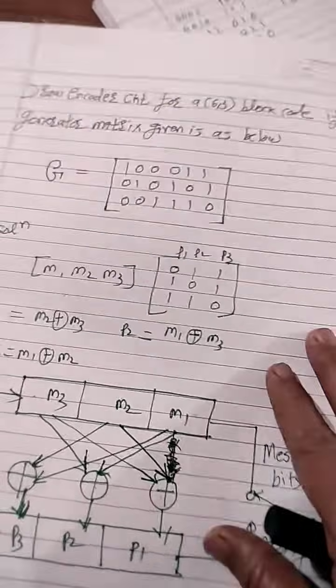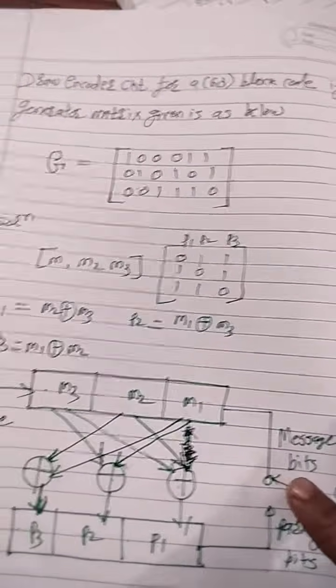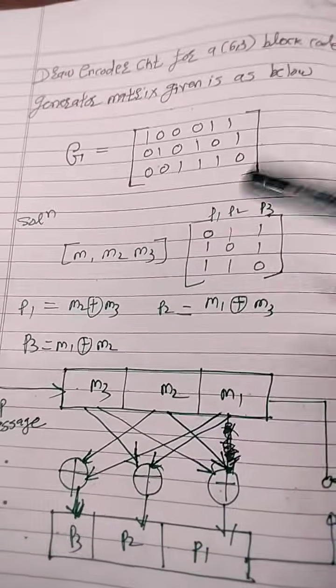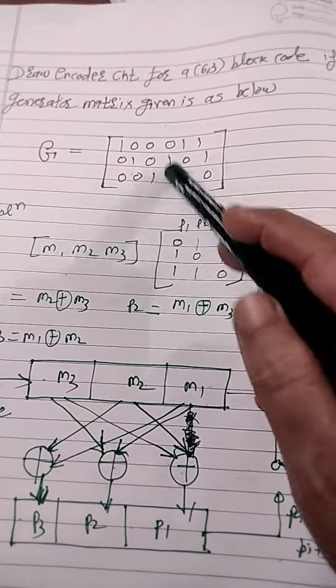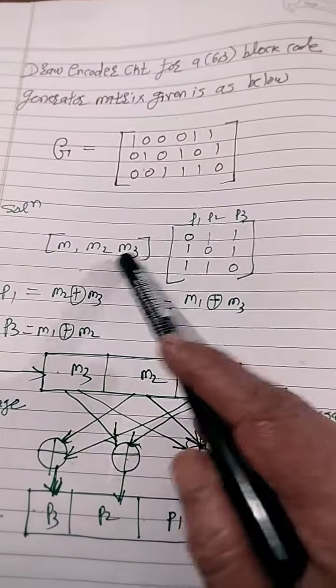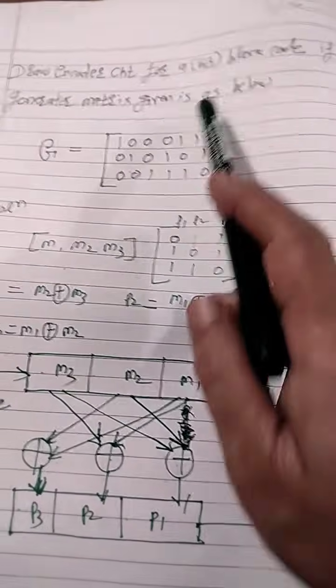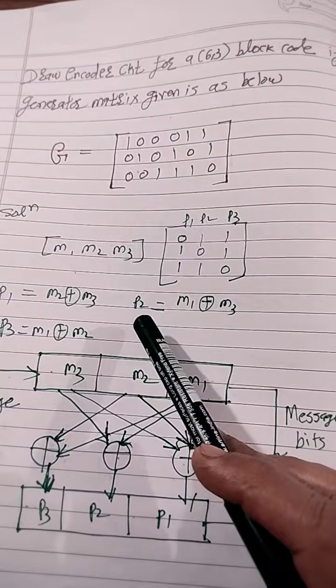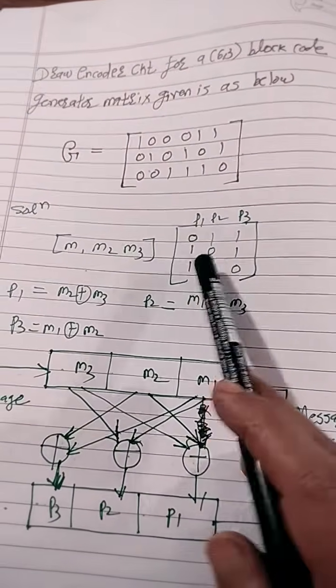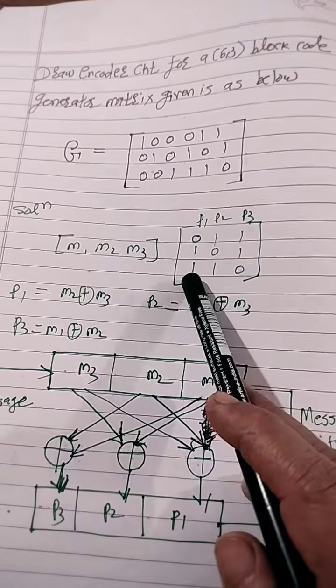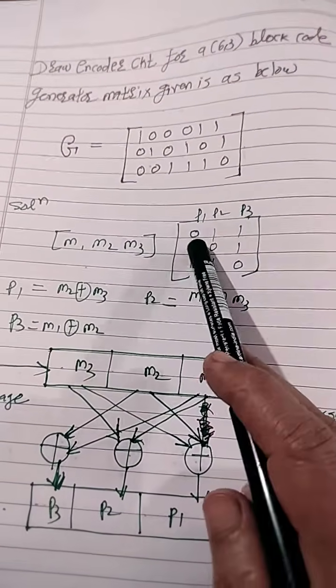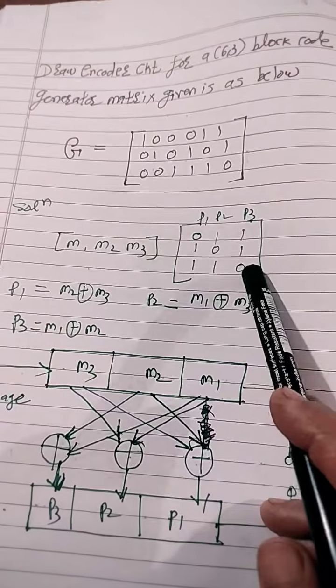Let us take another example. So this is (6,3). So this is the parity block. So M1, M2, M3, because the messages are of 3 bits only. So P1 is equal to M2, M3. This corresponds to M1, this corresponds to M2, this corresponds to M3.